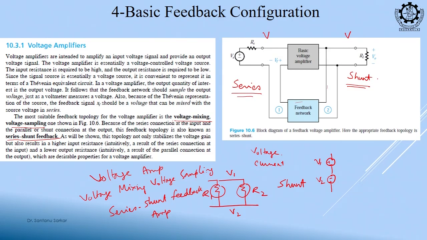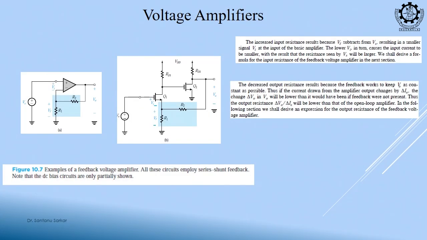Okay. What are we doing? I have a voltage amplifier, input side is voltage, output side is also voltage. I am sampling a portion of the output voltage, that is shunt, and I am subtracting. So, this is series. So, this is a series shunt voltage feedback amplifier. What is your main amplifier? This is your main amplifier, that will be A, right, and this is your feedback network, that we will model like a beta.